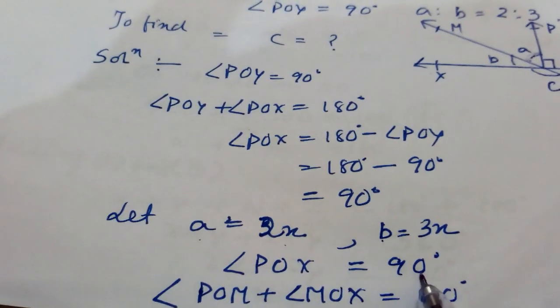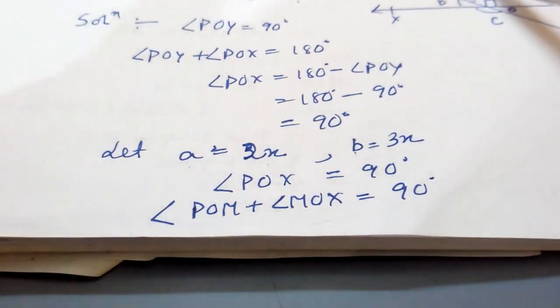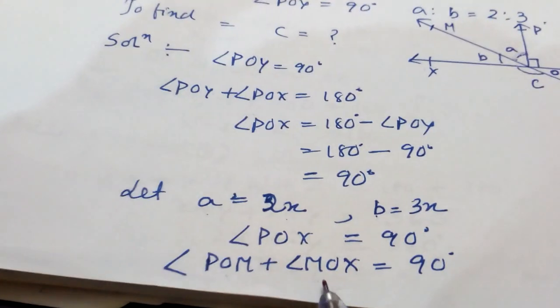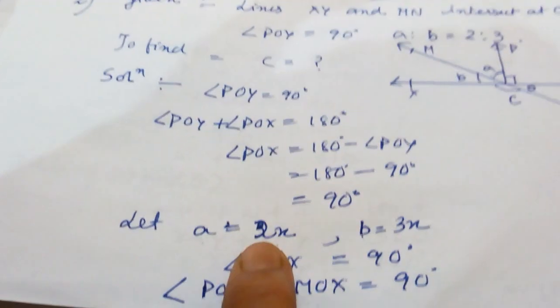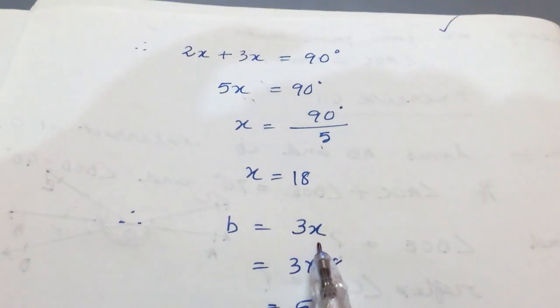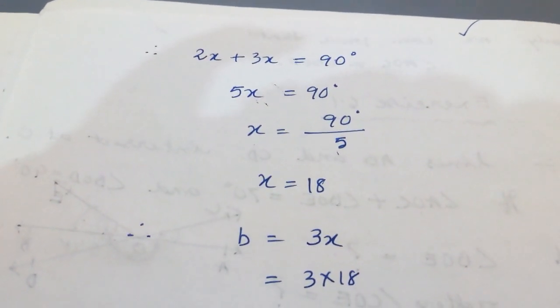POX is equal to 90 degrees. We can break POX as POM and MOX. POM plus MOX, and we put the values 2x plus 3x. 2x plus 3x we get 90 degrees. 5x is equal to 90, therefore x is equal to 90 divided by 5, x is equal to 18 degrees. b is equal to 3x. Therefore b is equal to 3 into 18, which is 54 degrees.